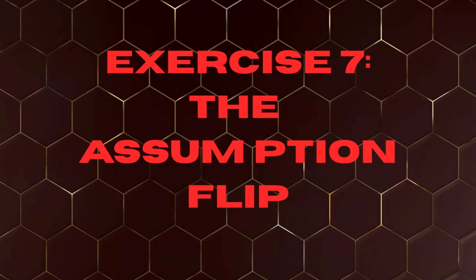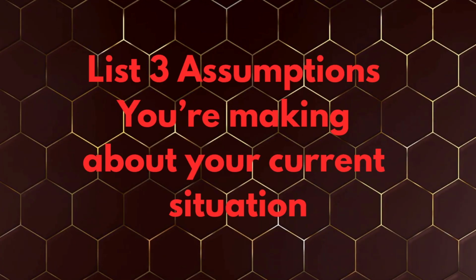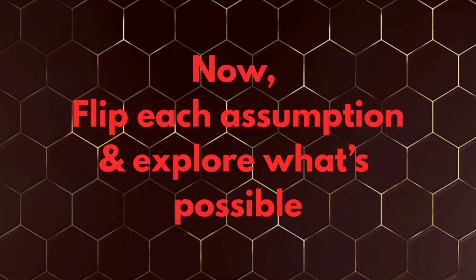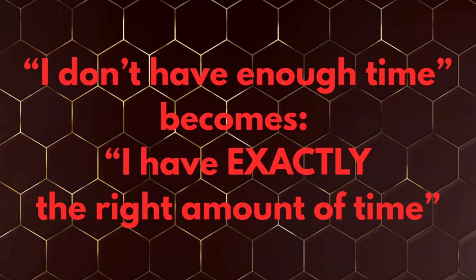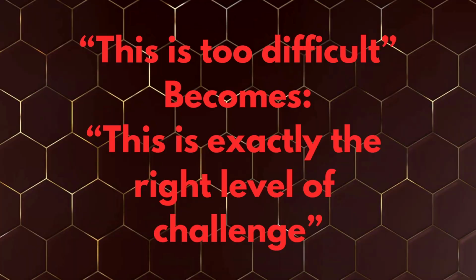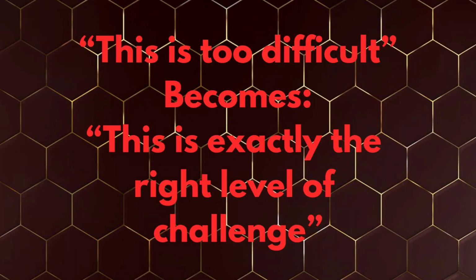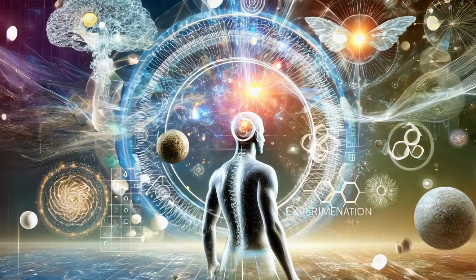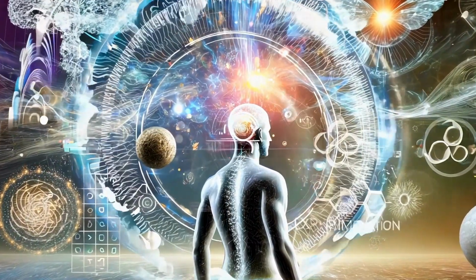Exercise 7, the assumption flip. You'll want to list 3 assumptions you're making about a current situation. Now flip each assumption and explore what becomes possible. If you assume, I don't have enough time, flip that to, I have exactly the right amount of time. If you assume, this is too difficult, flip that to, this is exactly the right level of challenge. You'll find that flipping assumptions opens up solution spaces you never knew existed. You begin to understand that most limitations are really self-imposed mental constraints.